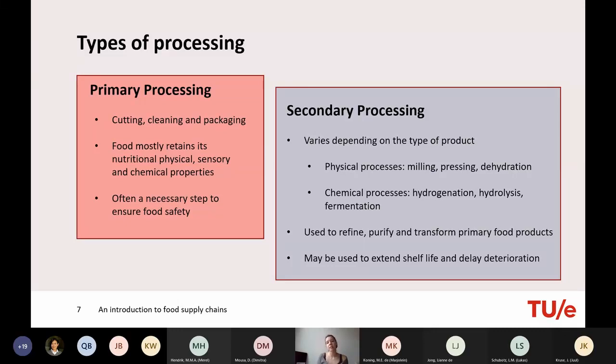Whereas secondary processing depends on the type of product and can entail physical processes such as milling, pressing, or dehydration of products, and chemical processes such as hydrogenation, hydrolysis, and fermentation. This is often used to refine, purify, and transform primary food products to add value to them, and also maybe to extend the shelf life and delay deterioration, as is often the case if we ferment things, for example.